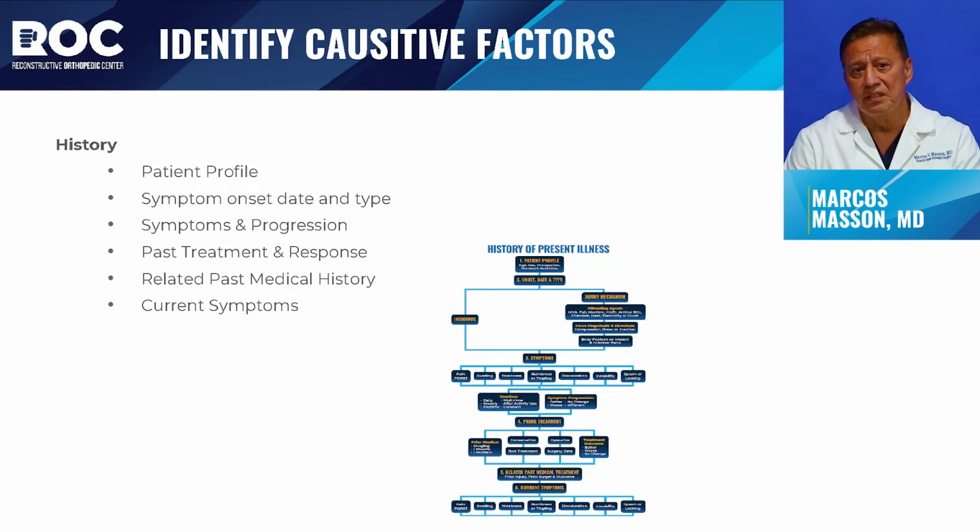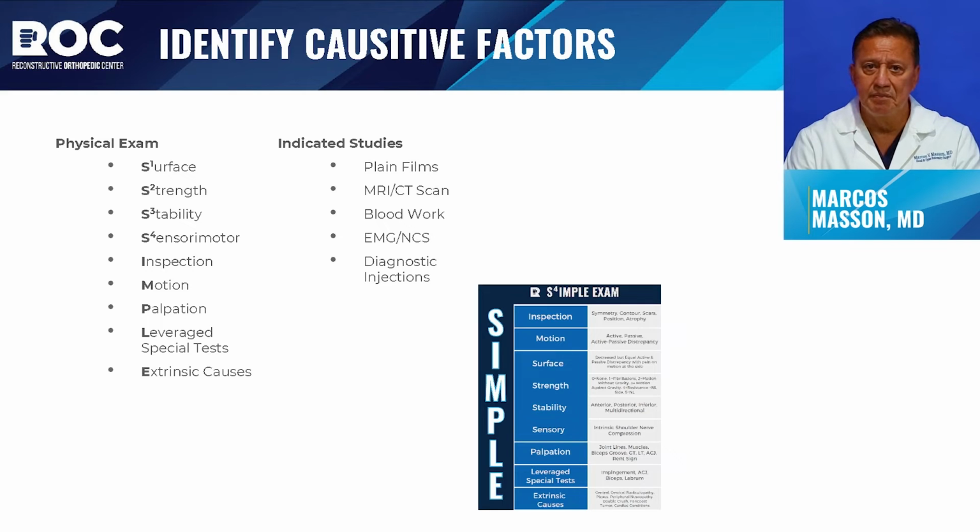Now, once you're done with the history, a physical exam that we perform called a simple test is important, and the simple test evaluates the entire musculoskeletal system. Simple, or S4, stands for surface, for the articular surfaces, and then strength for the strength of the patient, stability in the ligamentous structures that hold the joint together, and then the sensory motor function that looks at both sensation and motor nerve activities.